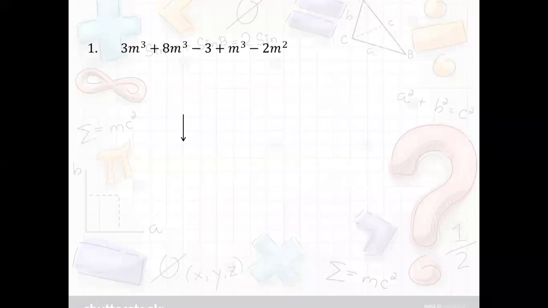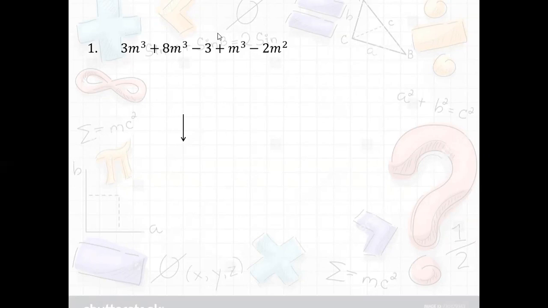So question number 1 is 3m cubed plus 8m cubed minus 3 plus m cubed minus 2m squared. Now if you do not understand, do not watch this video. Please go to the previous video on how to add and subtract polynomials for the explanation, or I leave the link above. You can click the i card above. You can watch that video. Only once you understand that lesson, then come and check out this video, else you will not understand. It will only confuse you.